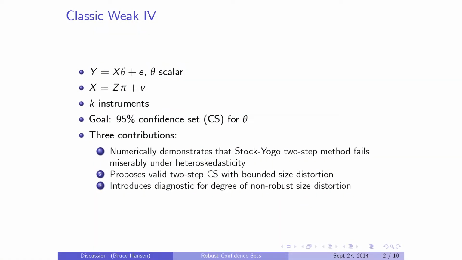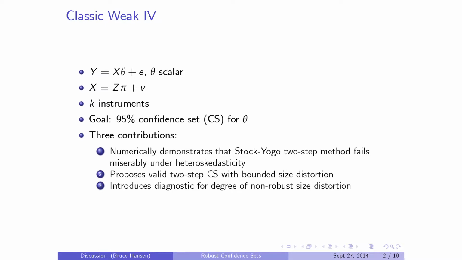So anyway, this was a great conference and a really fun paper to read. To summarize briefly what Isaiah was talking about, his method applies to nonlinear GMM. I won't say general GMM, but GMM settings. But let's focus on the linear classic weak ID case.